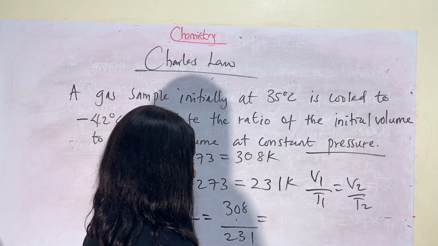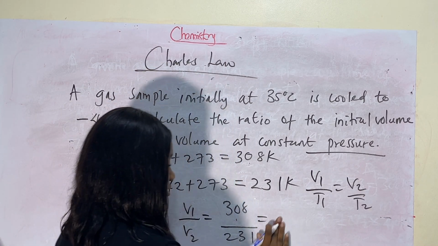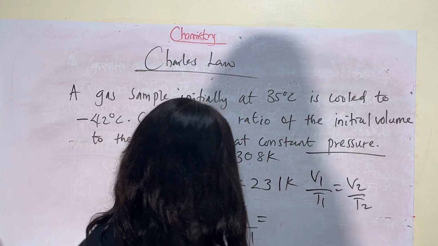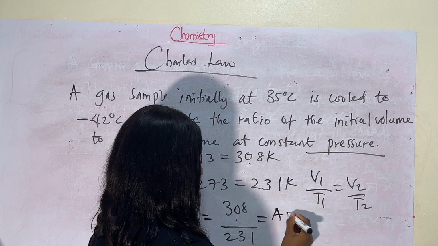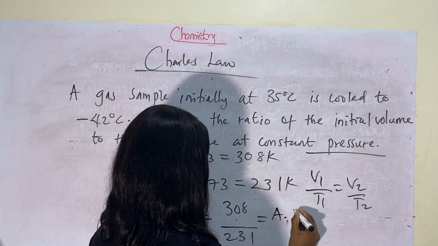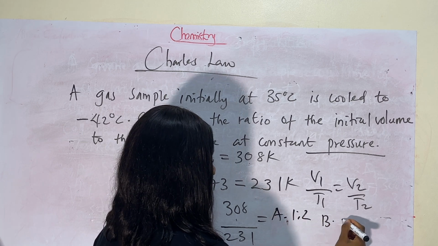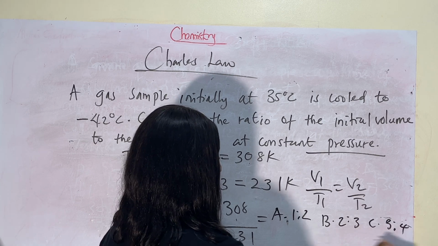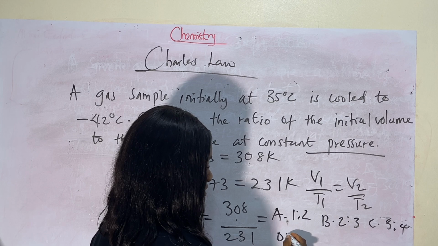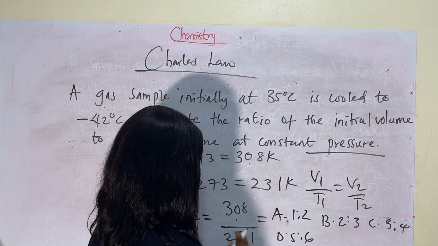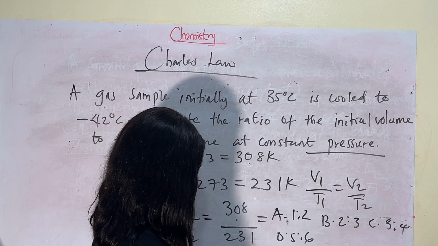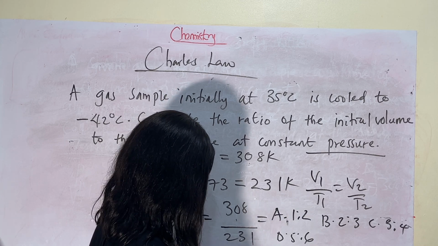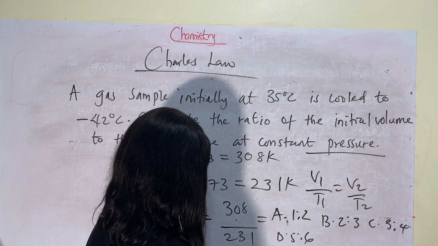And the options are: option A as 1:2, option B as 2:3, option C as 3:4, and option D as 5:6. So 1:2, which is half. 1 divided by 2, it's half. So 308 divided by 231 is 1.3.